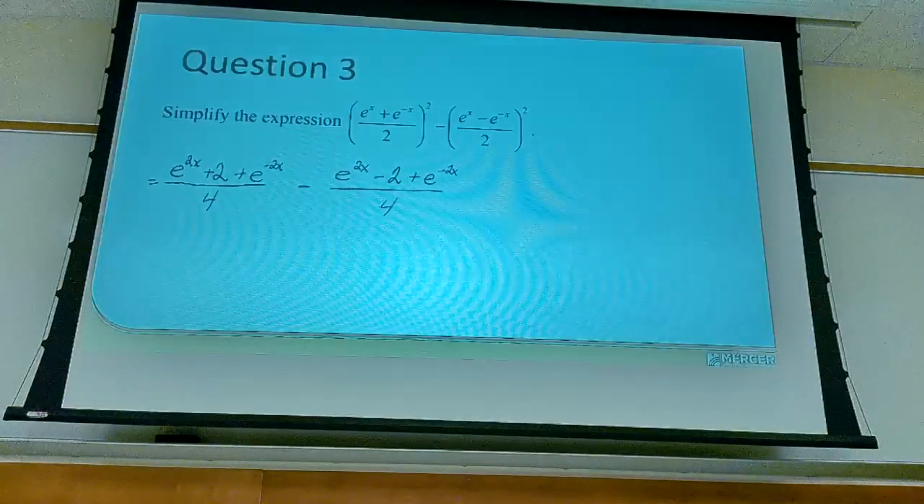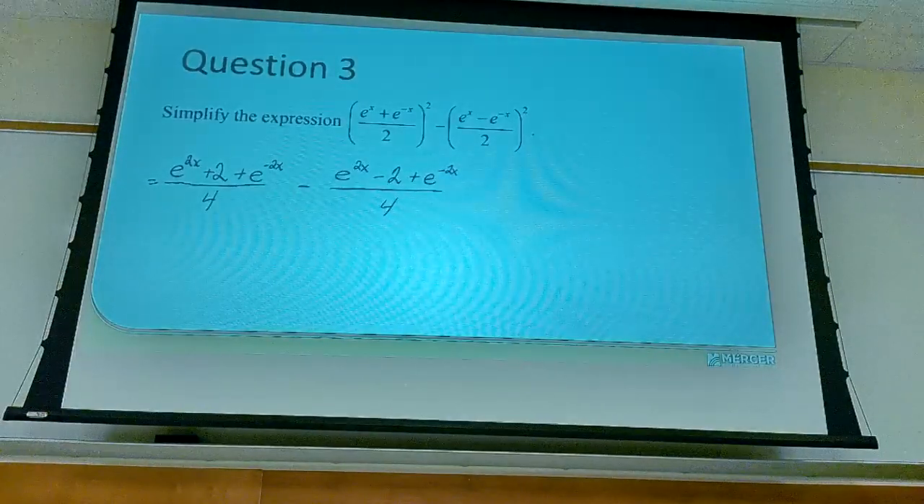There's your second fraction expanded out. Same denominator, so we can write this as a single fraction. e to the 2x minus e to the 2x, e to the negative 2x minus e to the negative 2x. 2 minus negative 2. That whole thing is 1. That expression equals 1.